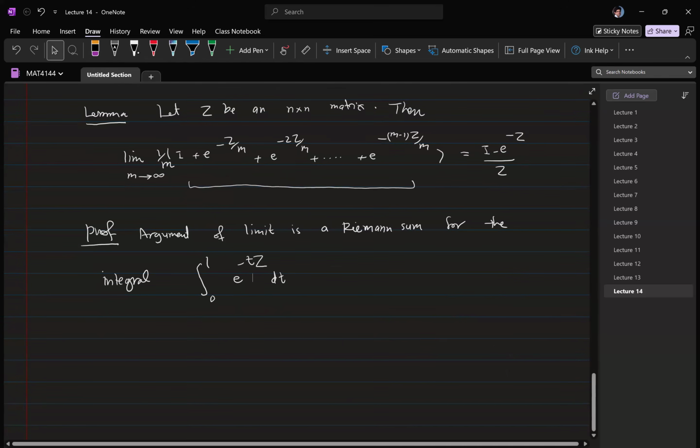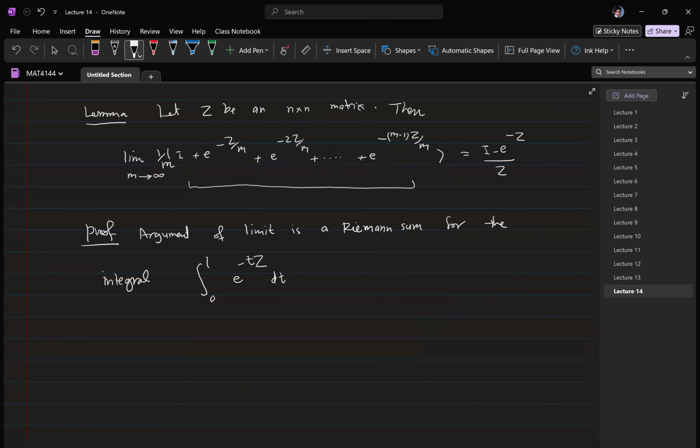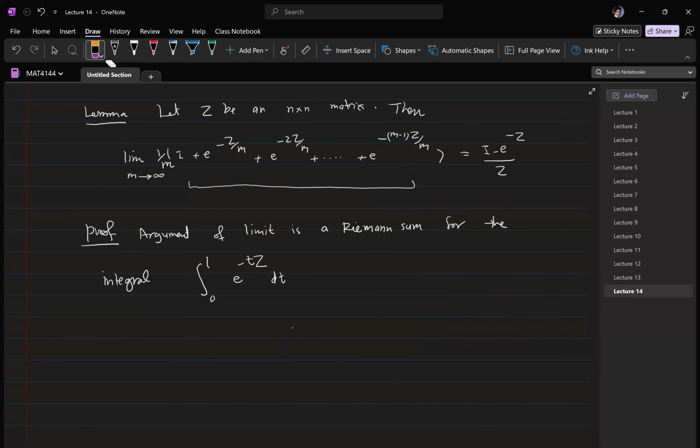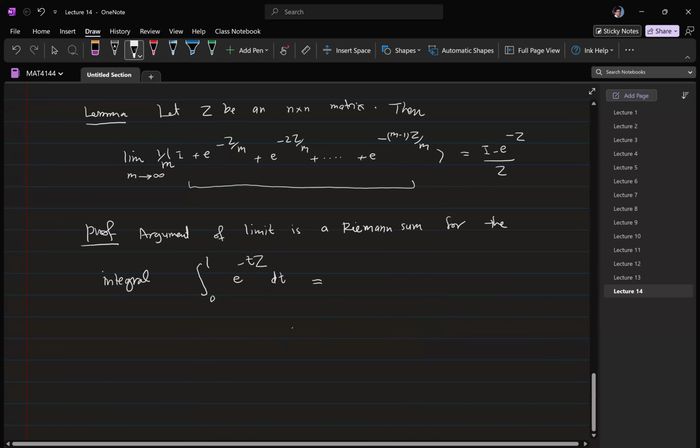And how do you interpret a matrix integral? Well, each entry is a function of t. Even though Z is an n by n matrix, in e to the minus tZ each entry is some function of t. So I'm integrating entry-wise. Okay? Now the claim is that this is just the right-hand side: identity minus e to the minus Z, divided by Z.